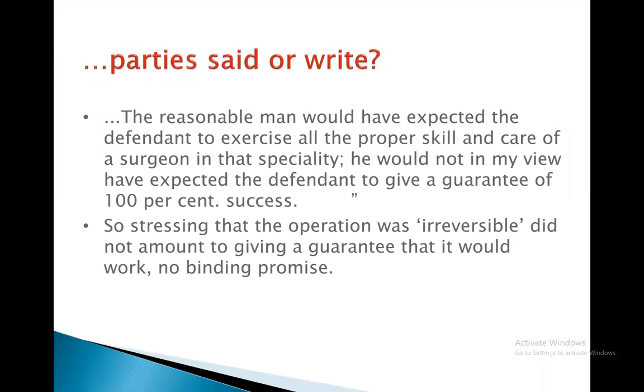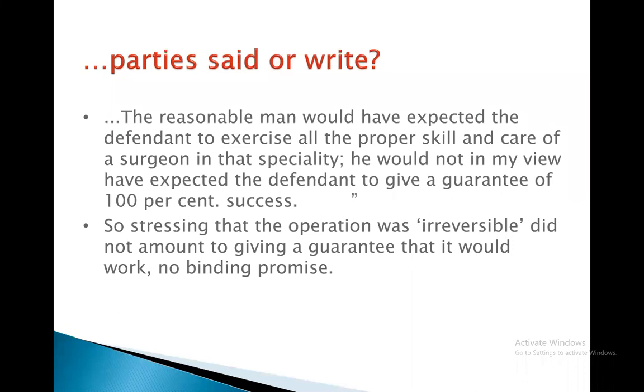The reasonable man would have expected the defendant to exercise all the proper skill and care of a surgeon in that specialty. He would not, in my view, have expected the defendant to give a guarantee of 100% success.